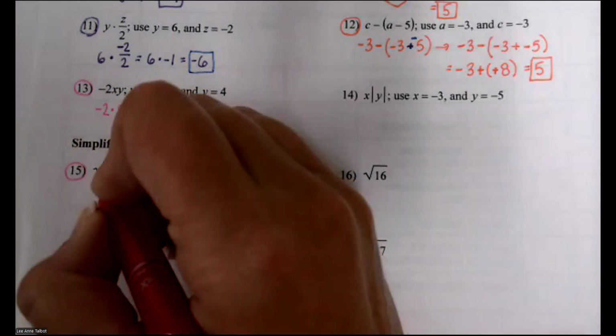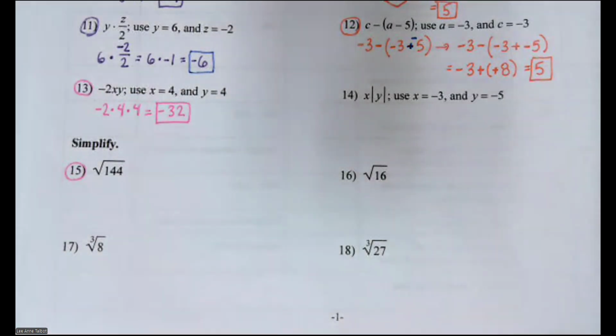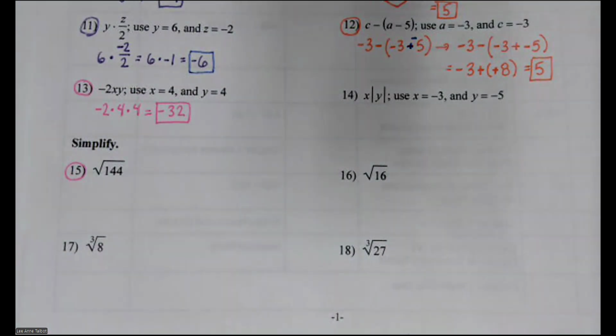Okay, and the square root of 144. Let's just review. What is the square root asking? It's saying, what number times itself is 144?